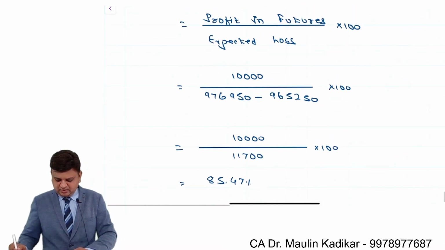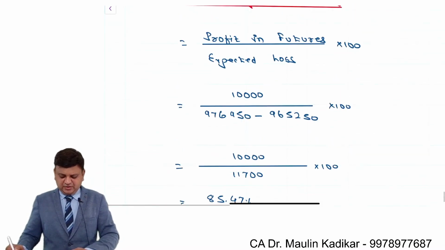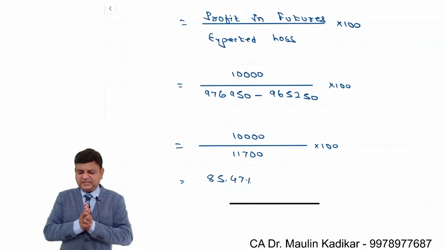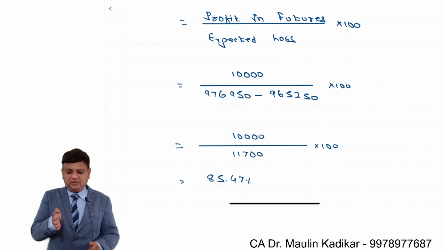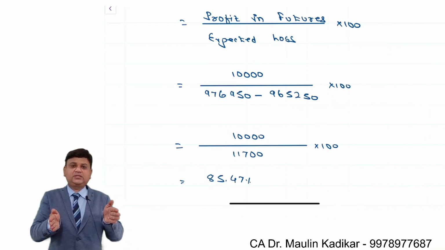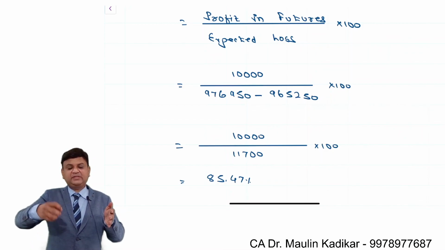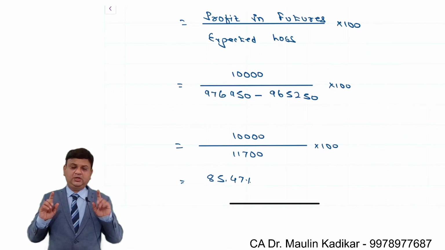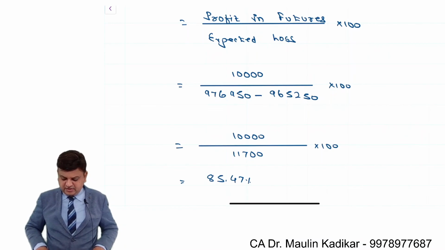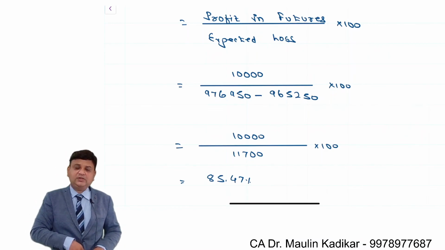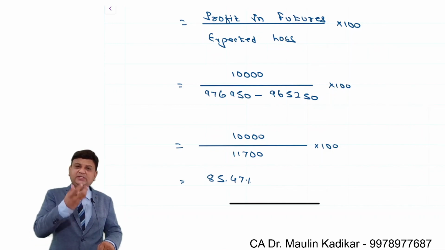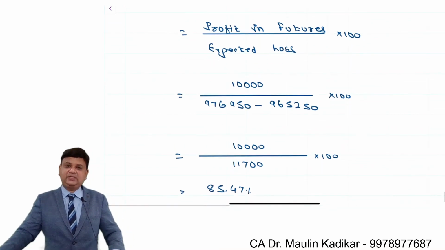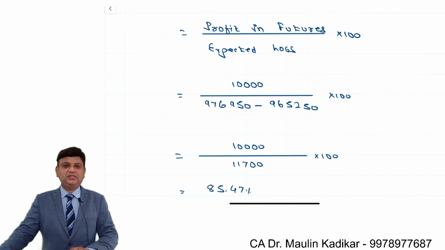Nothing great over here. It is a simple calculation to be made. I will just repeat the explanation. We understand that in comparison to the spot on 20th of May we have to pay 11,700 more. However, since we have entered into the futures contract, we are able to make a profit of 10,000. So from the loss of 11,700, you are able to recover the loss of 10,000. So 10,000 rupees is recovered out of 11,700. So there is a hedge efficiency of 85.47%. This is the way we have to do the answer.